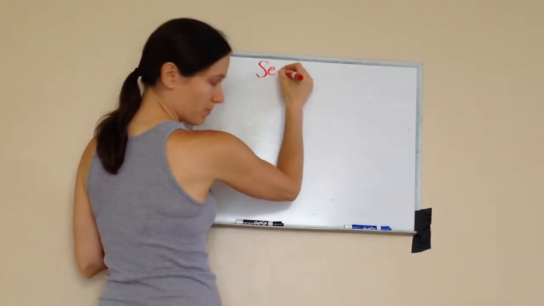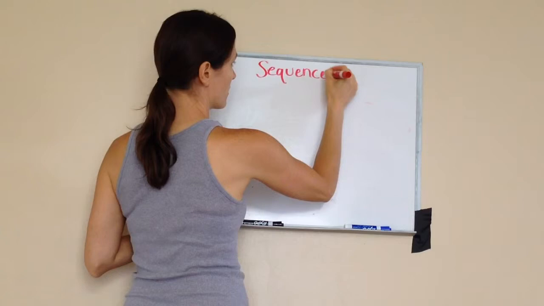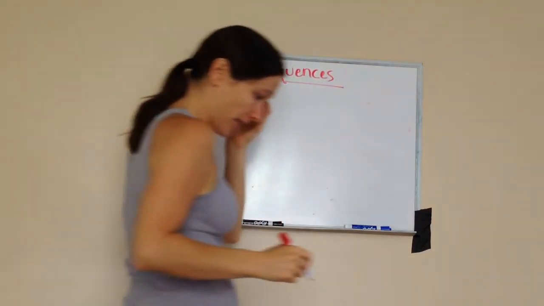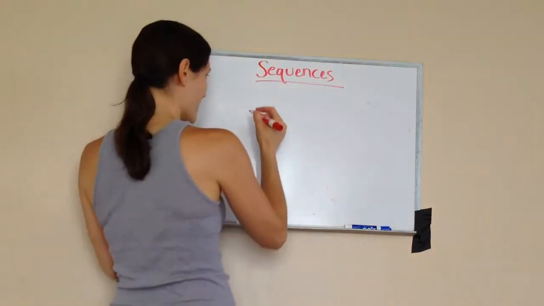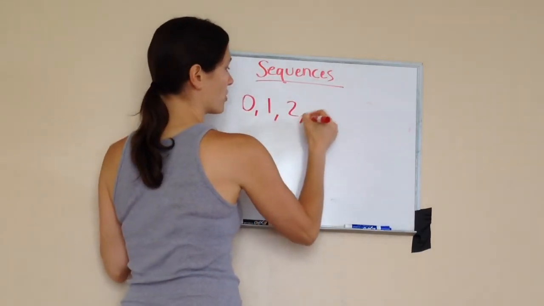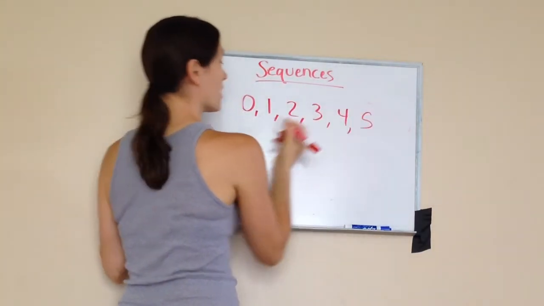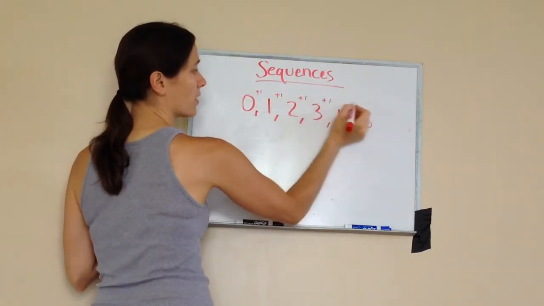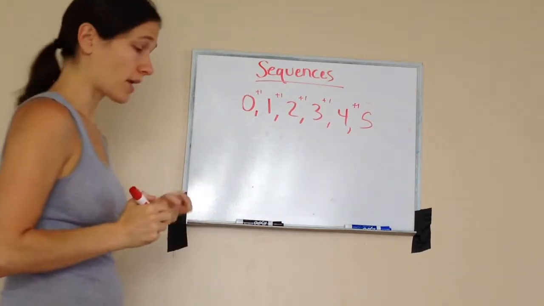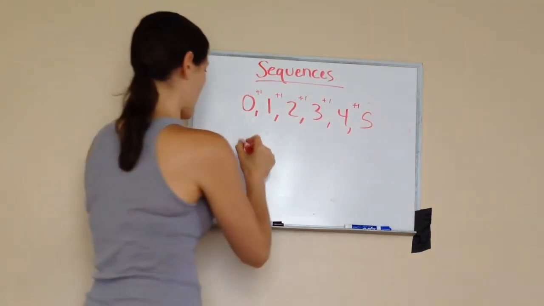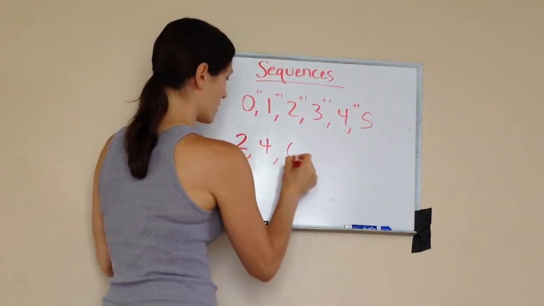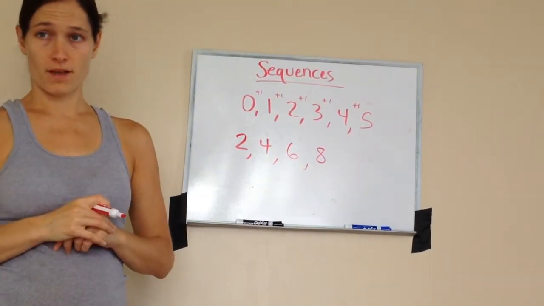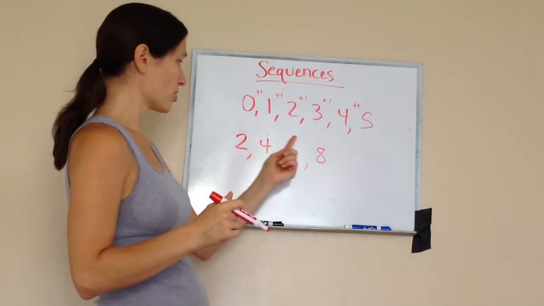All right. Now, sequences. This is our last bit. Sequences. What is a sequence? Well, there's an easy sequence. 0, 1, 2, 3, 4, 5. This means I'm just adding plus 1 each time. Another sequence would be like 2, 4, 6, 8. And what am I doing here? Counting by twos. Yeah, so I'm doing plus 2, plus 2, plus 2.